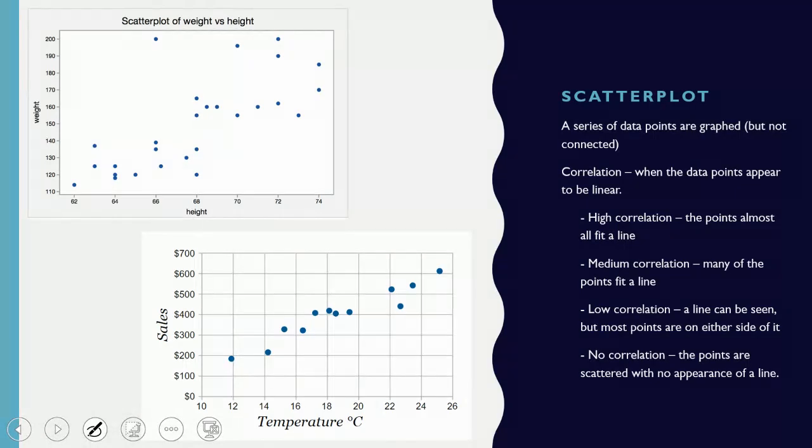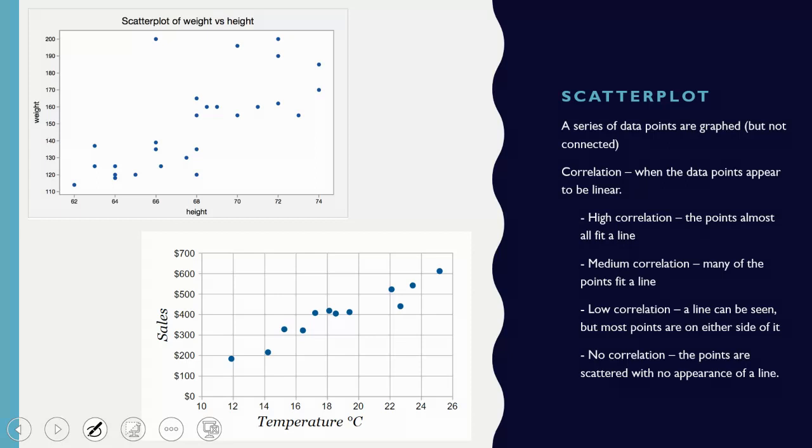When you look at a scatter plot, you are talking about individual data points for different people or situations. Each point is its own piece of information, okay? And when you are graphing these, you have some type of correlation. A correlation is when the dots seem to form a line. And you can have different types of correlation, okay?